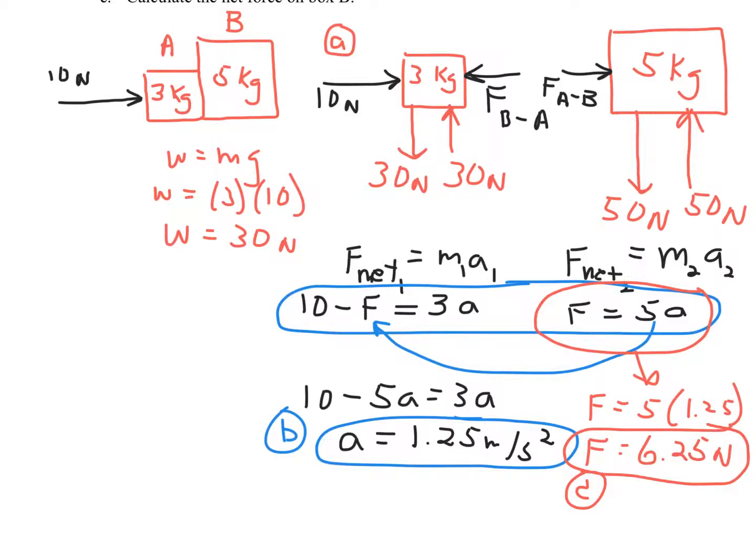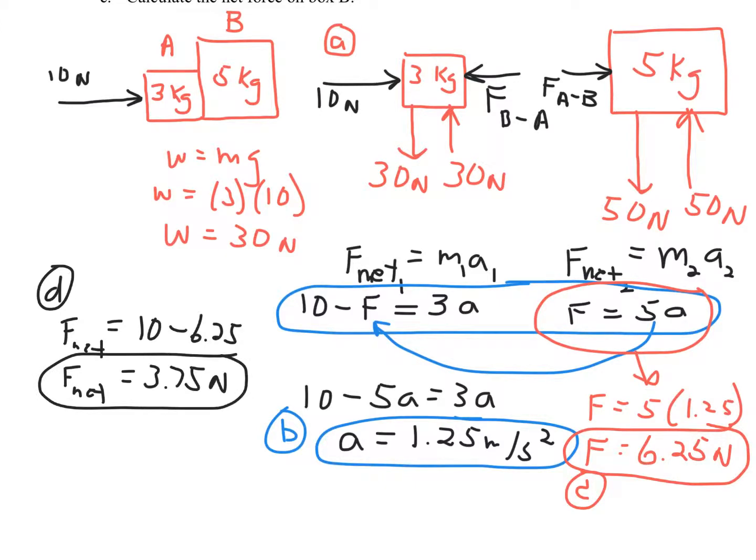Now the net force on box A, and I only have space over here to the left now. I'll use black again. So for part D, I want the net force on box A. Well, the net force on box A is going to be the big force minus the small force. The pushing force is 10 newtons, minus the resistance force of 6.25. So the net force on box A is 3.75 newtons. That's to the left. I'm sorry, to the right. The net force is to the right.